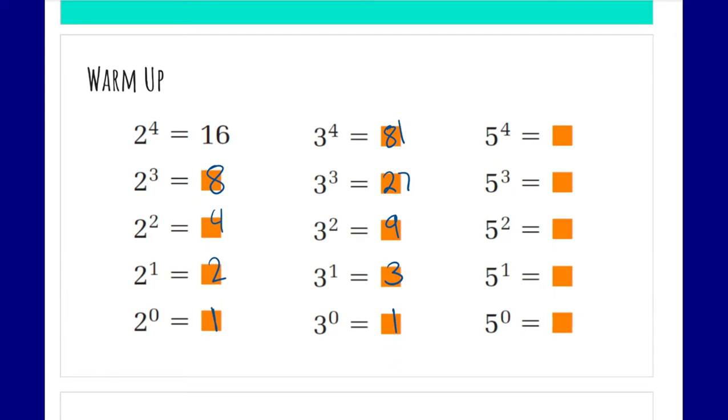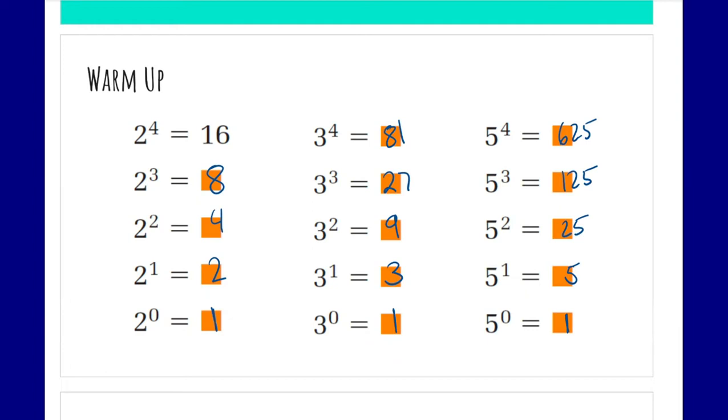5 to the power of 4, 625. 5 to the power of 3 is 125. 5 to the power of 2 is 25. 5 to the power of 1 is 5. And 5 to the power of 0 is 1.